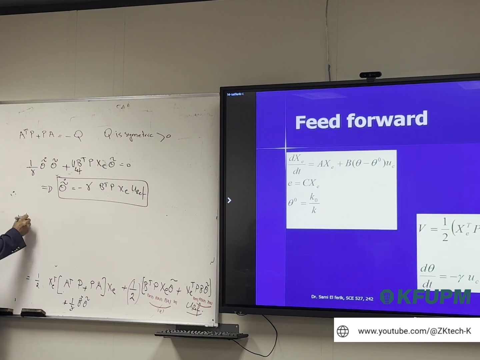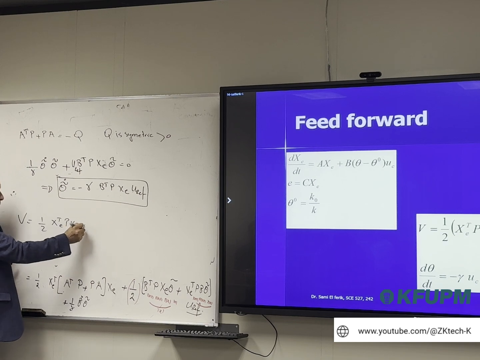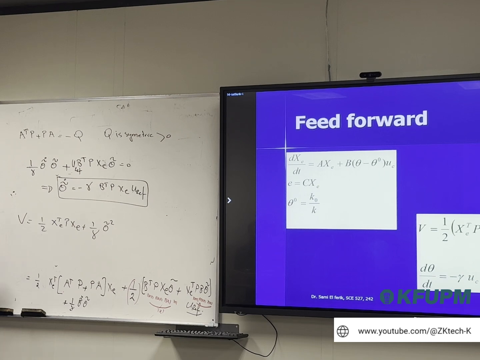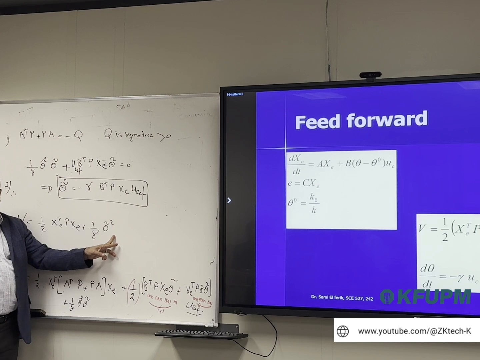So V, we said, is equal to 1/2 x transpose Px plus 1/γ θ̃ squared. If I use these two conditions, condition number 1 and condition number 2, V prime is negative, which means that V will converge to 0. If V converges to 0, it means that x_e is 0, because this is quadratic, and θ̃ is 0.